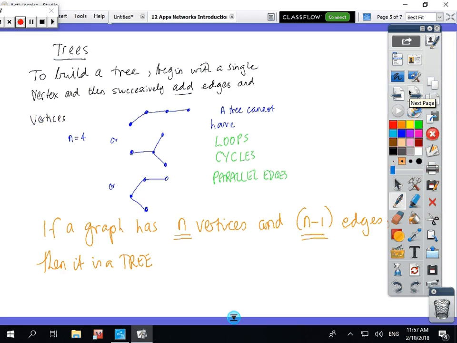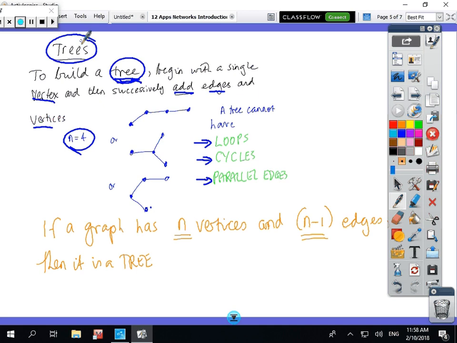To build a tree, we begin with a single vertex and then add edges and vertices. For instance, if I've got a tree with 4 vertices, each of these has 4 vertices and 4 edges. But when we have trees, we can't have loops, cycles, or parallels. So we can't have what we had on the previous page. These are trees, which is slightly different.